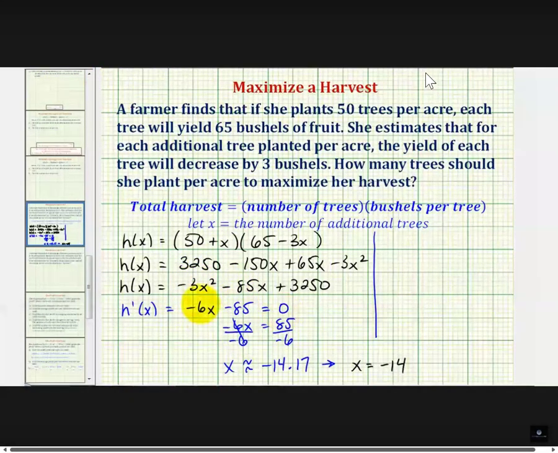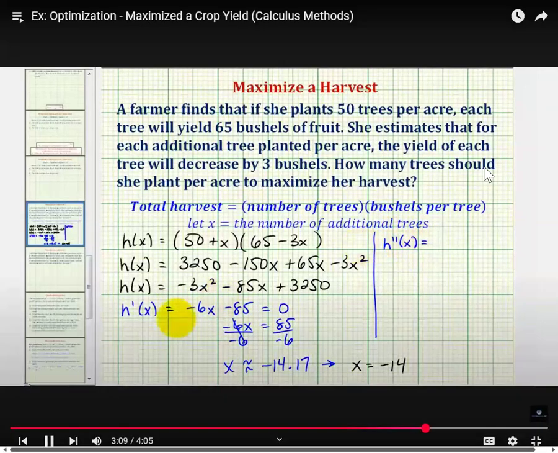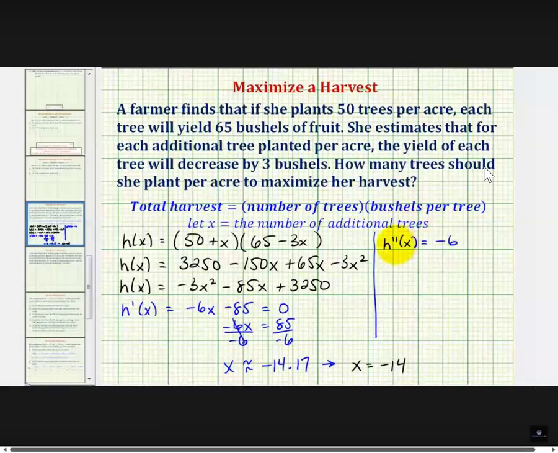So here's the first derivative function, and notice how the second derivative function, h double prime of x, would be equal to negative 6. Because the second derivative is always negative, the function is always concave down, which is good news because that means at our critical number, we have a maximum function value, and therefore the function is maximized at approximately x equals negative 14. But we might be thinking to ourselves, how can x be negative if x is the number of additional trees? Well, the total number of trees is 50 plus x, so the ideal number of trees would be 50 plus negative 14, or 36 trees per acre.